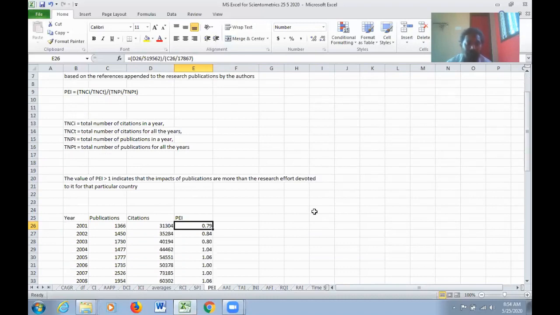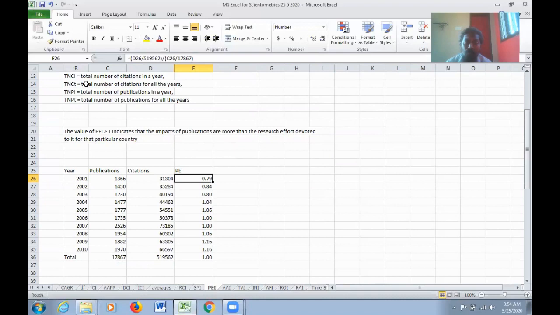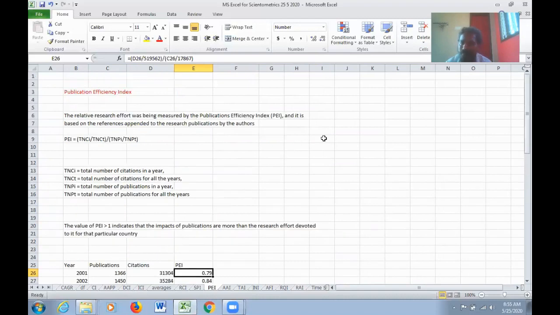Fine. So how to calculate? It's very simple. Total number of citations in a year divided by total number of citations for all the years. This is the first part of the formula. Then total number of publications in a year divided by total number of publications for all years. That is another part. You divide the first part by the second part, and you'll get the publication efficiency index.